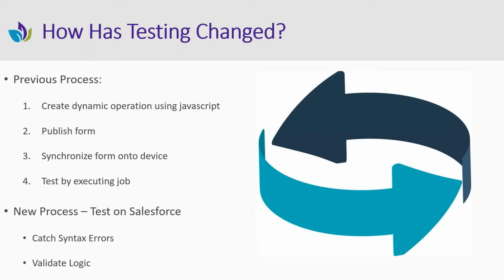But I'm glad to say that with version 6.5, you can now test your dynamic operations on the form in Salesforce. This feature will drastically reduce the amount of time that you as the administrator spend when adding dynamic operations to the form. And these quick tests, which I'm about to show you in the demo, will help you firstly catch any JavaScript syntax errors that you may have, as well as help you validate your JavaScript logic for the calculation and validation dynamic operations using dummy data.